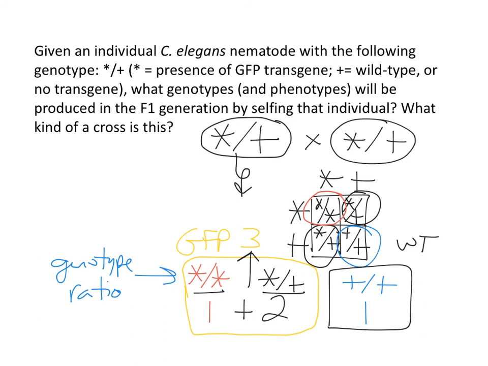So now we figured out the answer to the first question, which is what are the offspring that get produced by this cross? So if that's the genotype ratio, the phenotype ratio would be 3 to 1? 3 to 1. So I should write that 1 over here somewhere. 1 wild type. 3 GFP to 1 wild type.